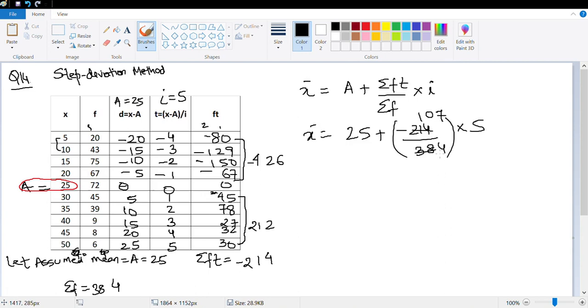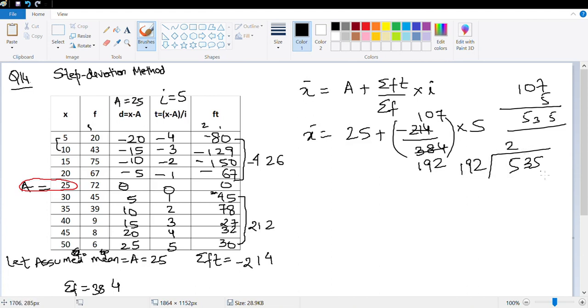2107 and 192. Now there's nothing else common, so I'll have to basically multiply and divide. Right. So this is the first calculation that I need to do. That's 535. So this will be 535 divided by 192. So that's 192 into 2.